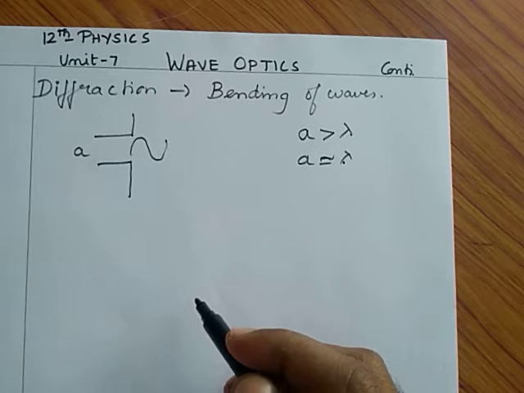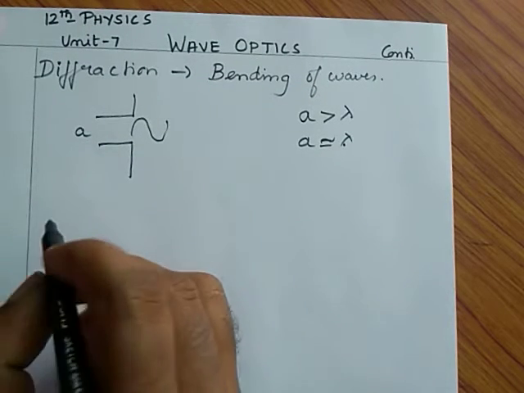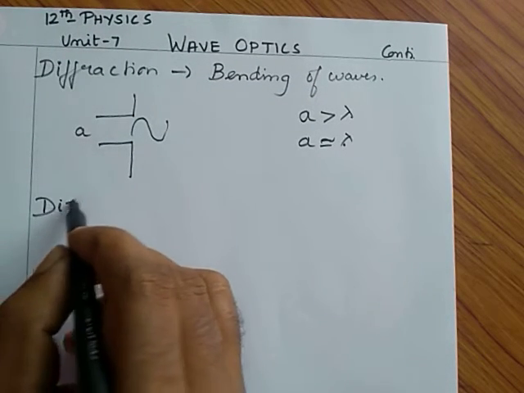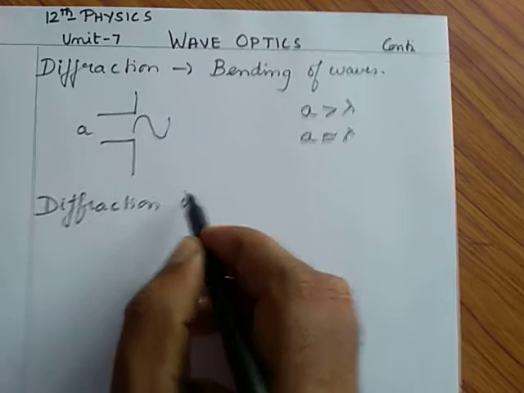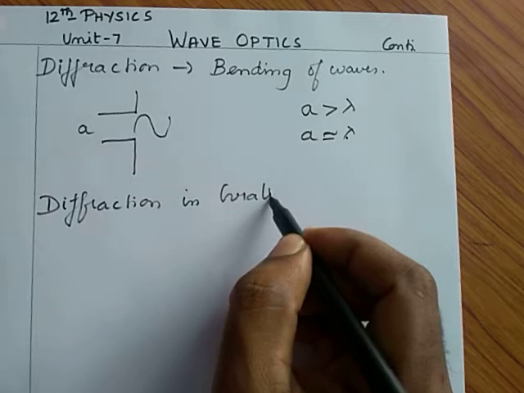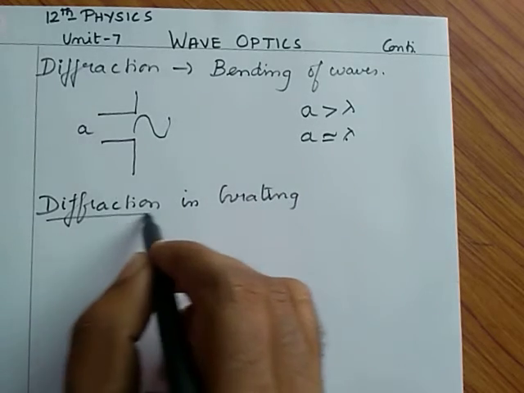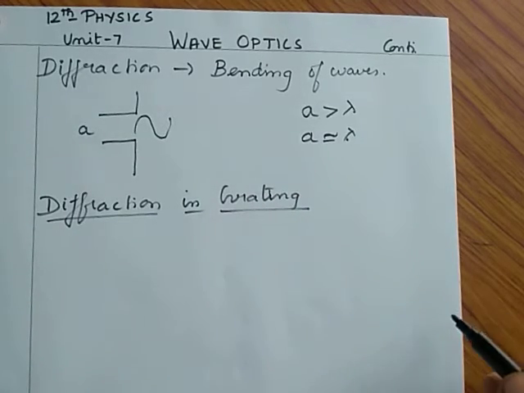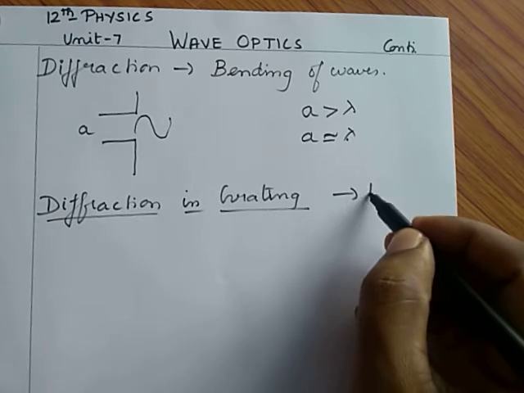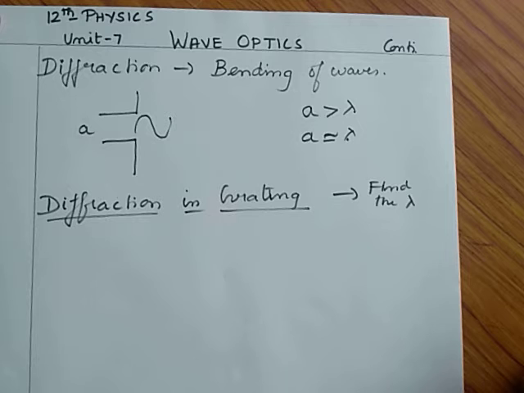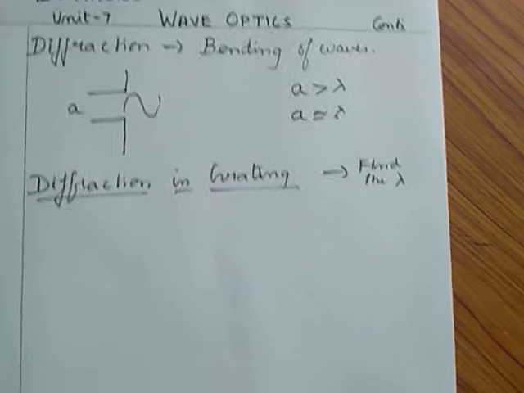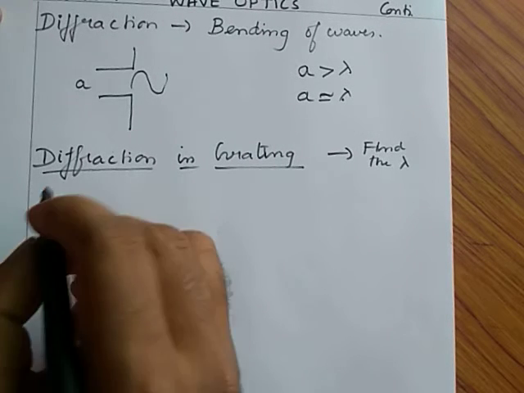Here our today's topic is diffraction in grating. With the help of the grating, let me diffract the light in order to find the wavelength of the light used. First of all, we need to know what a grating is.